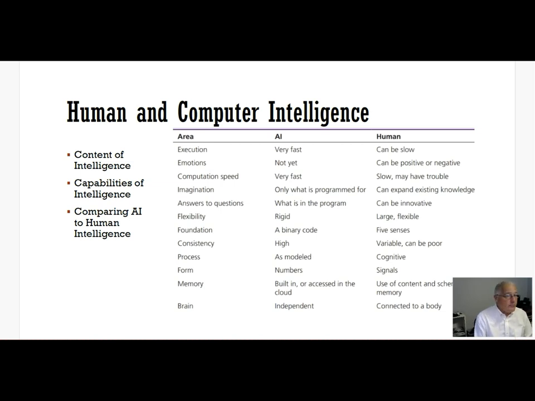Flexibility, AI is very rigid. Humans are more flexible. Foundation of binary code, humans are the 5 senses. Consistency is high, which means AI is repeatable. Some of the different things.